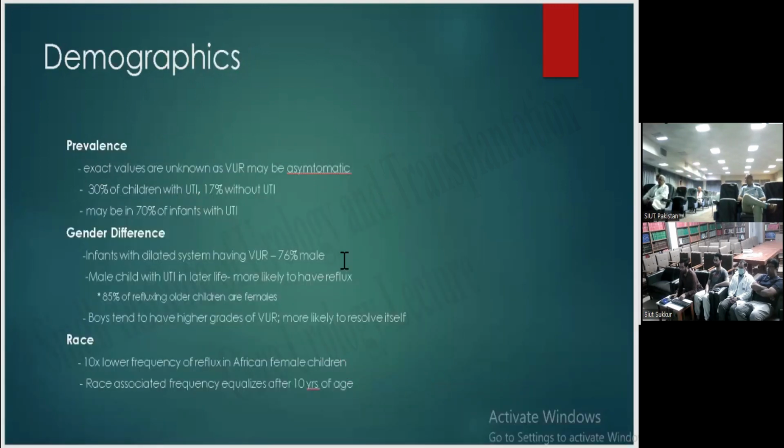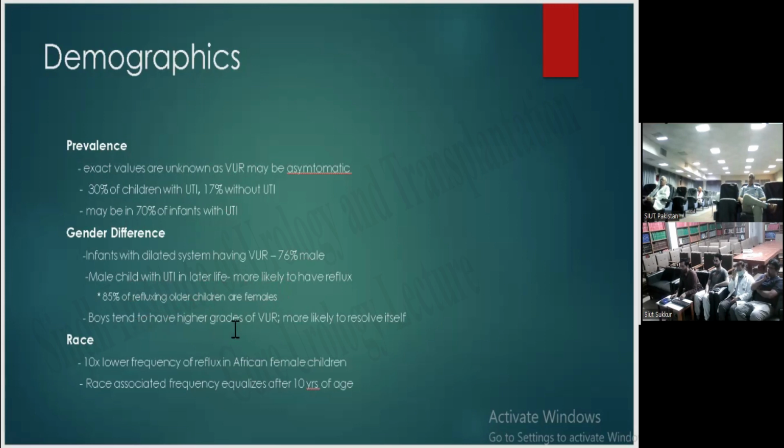Demographics of vesicoureteral reflux: prevalence exact values are unknown, as VUR may be asymptomatic in most patients. 30% of children with UTI have vesicoureteral reflux and 17% without UTI have VUR. 70% of infants with UTI have VUR. Gender difference: infants with a dilated system having VUR are 76% male. A male child with UTI in later life is more likely to have reflux. 85% of the refluxing older children are females.